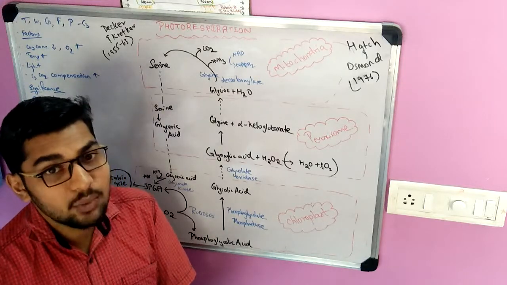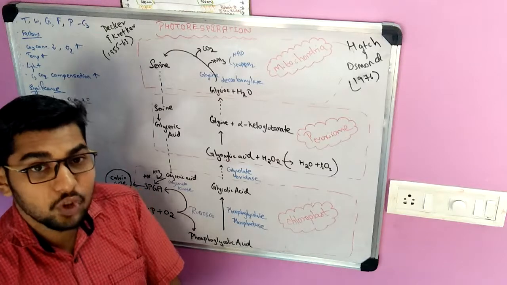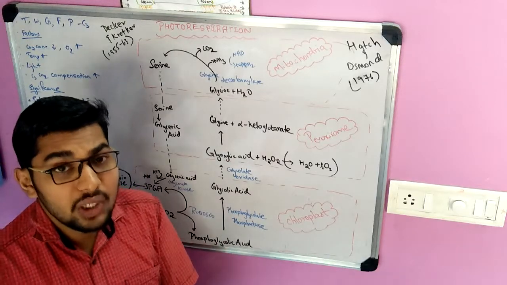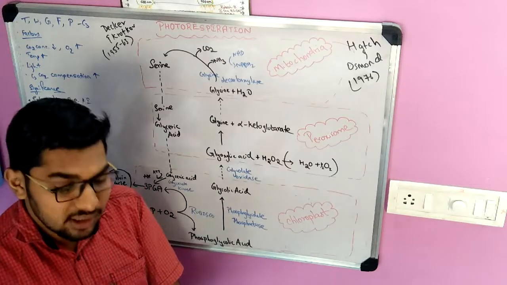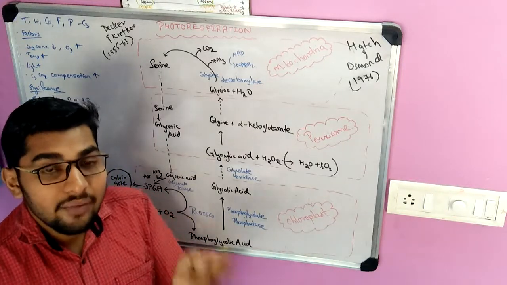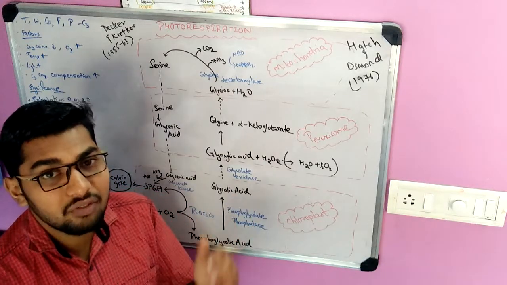Chloroplast, as we all know, is a type of plastid where chlorophyll pigments are present, which is responsible for photosynthesis. Peroxisome also has a lipid bilayer membrane, like a mitochondrial membrane. It is another cell organelle where photorespiration takes place. And mitochondria, as we all know, is the energy currency of the cell.